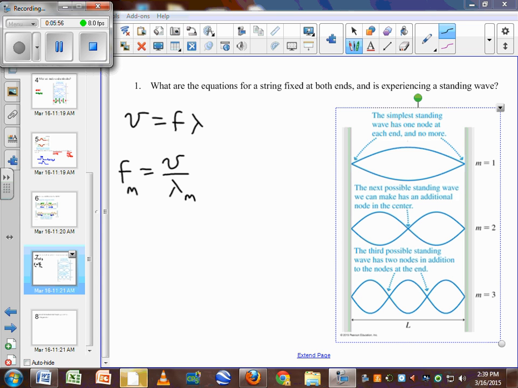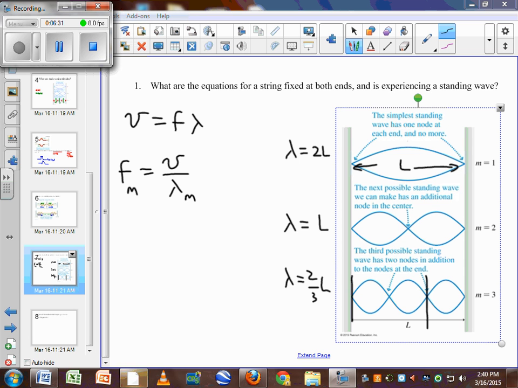So that's part of our equation, but let's plug into that equation something that'll help us convert this to a different equation. We're going to plug in for wavelength. And if we look over here, this length here is L. So for the first harmonic, our wavelength equals 2L. For this harmonic, our wavelength equals L. And then for the third harmonic, our wavelength equals 2/3 of L. So our wavelength is from here to here.